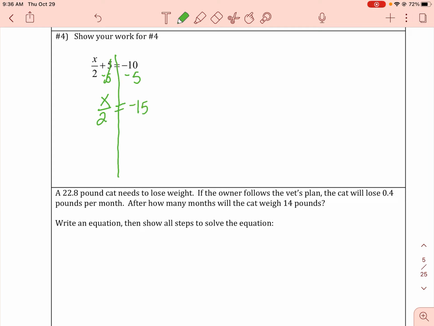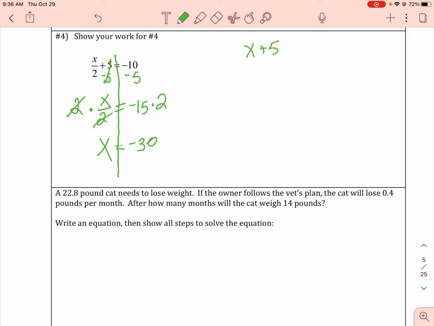Now I need to undo this division by multiplying, because multiplication is the opposite of division. Remember, you always multiply by the denominator. What you do to one side, you do to the other. By multiplying by the denominator, I get rid of the fraction, and I get what's in the numerator. I get what's on top, because those are inverses of each other. So negative 15 times 2 is negative 30.